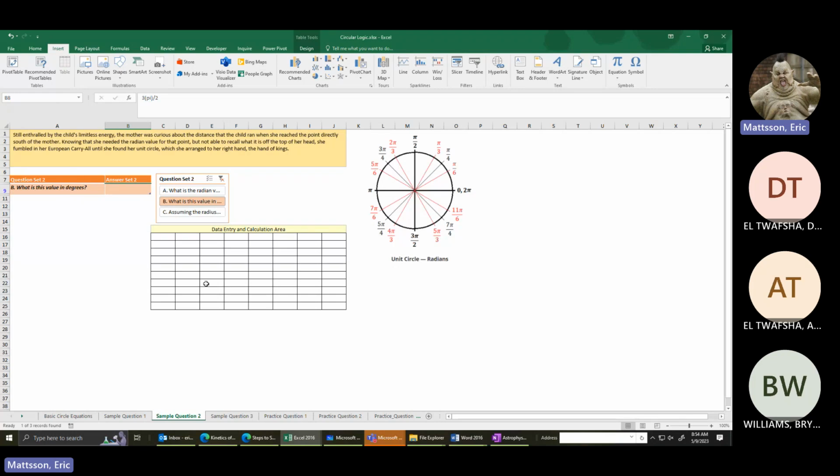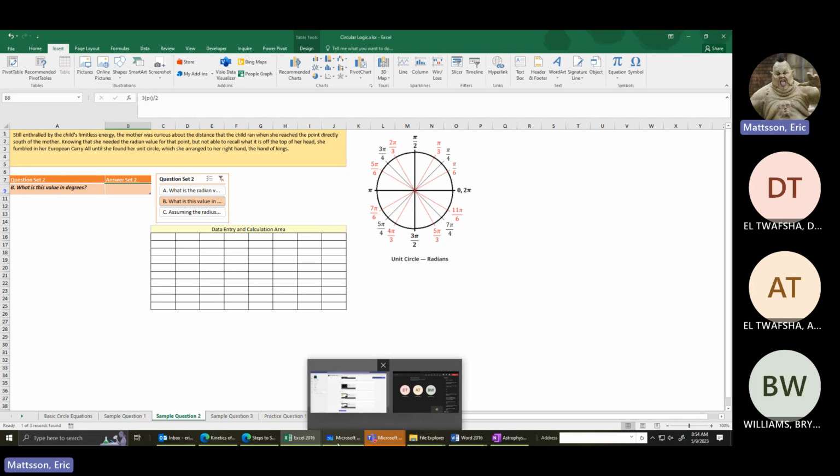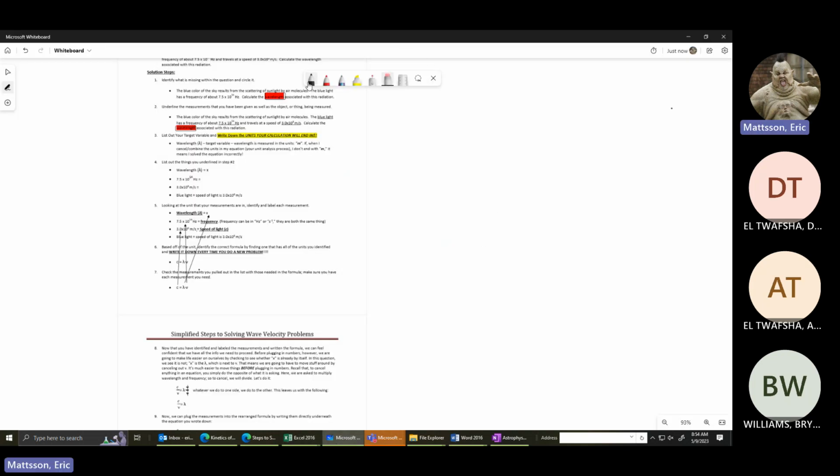So we're missing degrees. We underline what we've been given. In this case, we're talking about the previous question. So we've been given 3 pi halves, so we'll list that out. My x is the angle in degrees, and I've been given 3 pi halves radians. So this is my radian value, and I want to convert between these two.